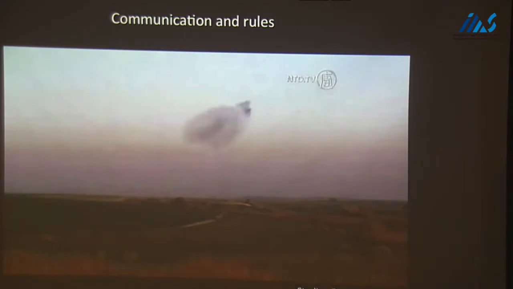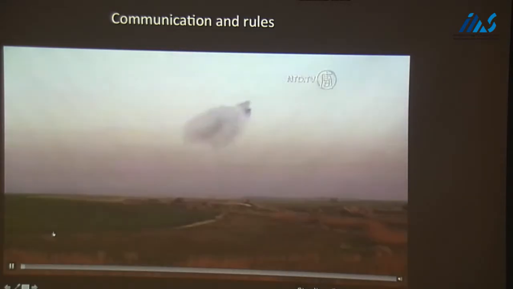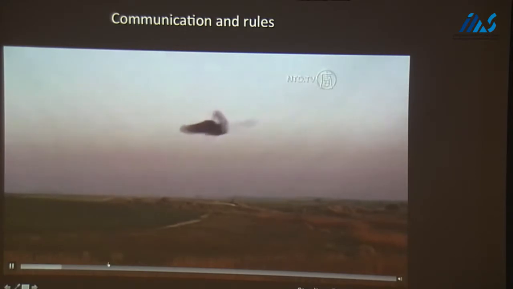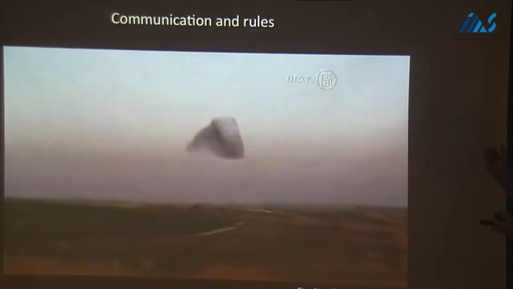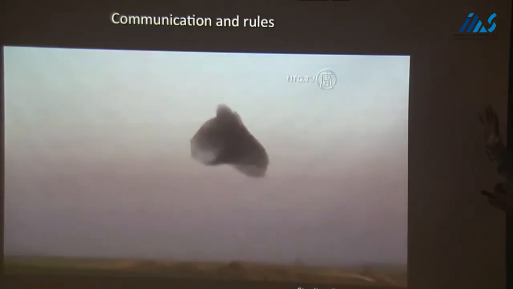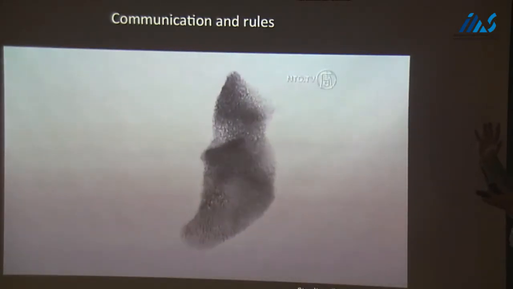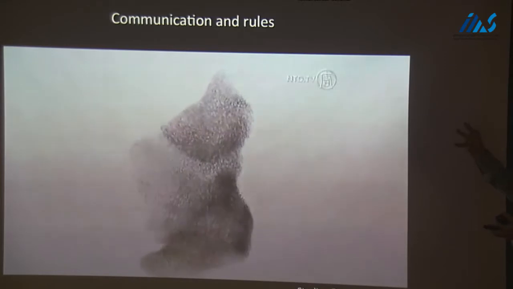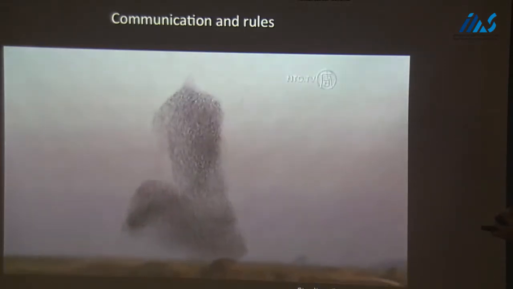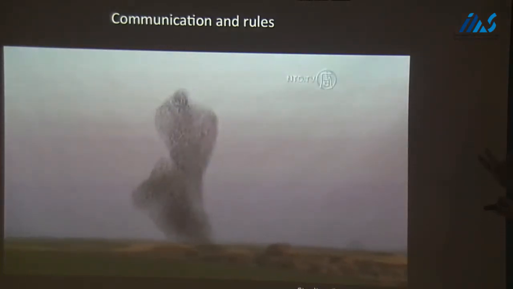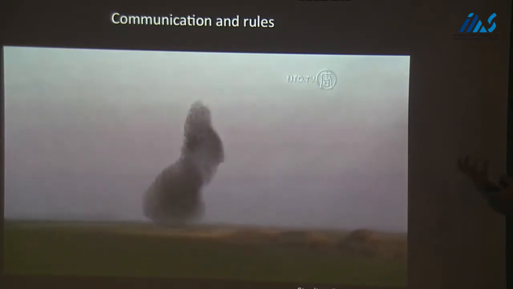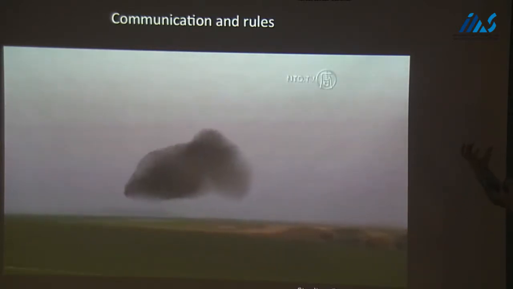One nice example is this flock of starlings. Look at the way these birds are forming the cloud. Obviously they are communicating with each other. There are some rules. They may not be very strict, but there are some rules that maintain this cloud together. And so it's about communication and rules that give rise to pattern.